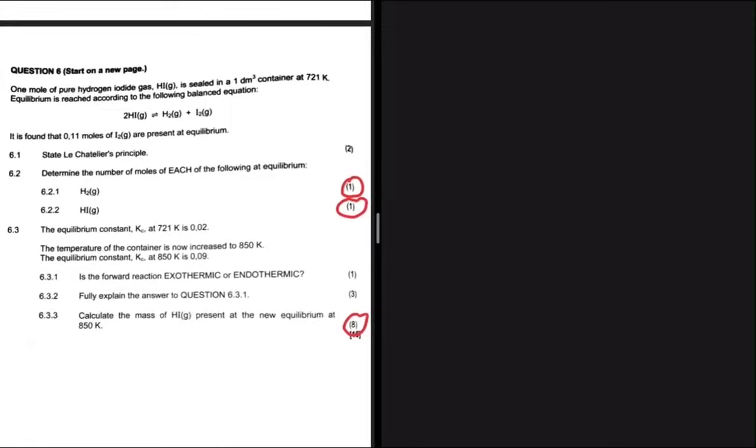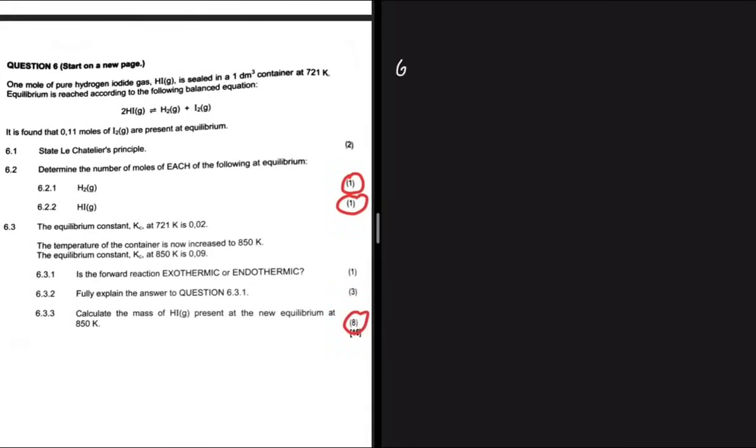So 6.1, we are asked to state Le Chatelier's principle. So what it essentially says is that if an equilibrium is disturbed, then the system will favor the reaction that opposes that disturbance, right, in an attempt to reinstate a new equilibrium, right? So that is 6.1. Let's go ahead and do 6.2 and 6.2.1 so that you can see exactly what I'm talking about.